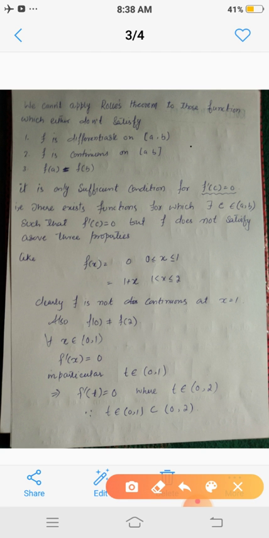We cannot apply Rolle's theorem to functions which do not satisfy the three properties. If the function is not differentiable on the open interval, then we cannot apply Rolle's theorem. If it is not continuous, then again we cannot apply it. That is, to a non-continuous function, Rolle's theorem is not applicable. Similarly, if f(a) does not equal f(b), we cannot apply Rolle's theorem. Hence, if the function does not satisfy any one of these three conditions, then we cannot apply Rolle's theorem.